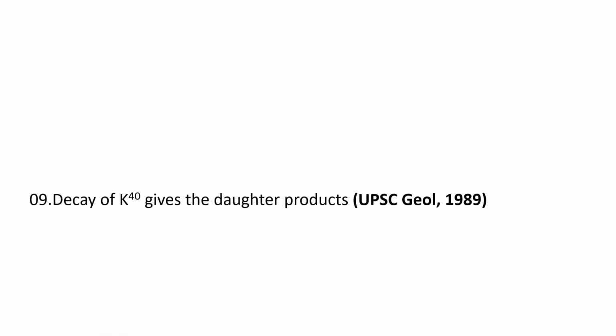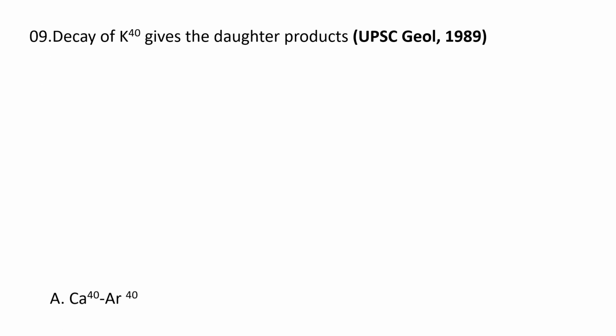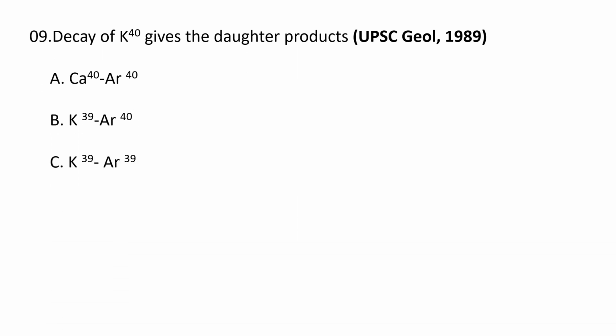Next question. Decay of potassium 40 gives the daughter products: A. Calcium 40, argon 40, B. Potassium 39, argon 40, C. Potassium 39, argon 39, D. Calcium 40 and potassium 39. So decay of K40 gives the daughter products calcium 40 and argon 40. So A is the correct answer.